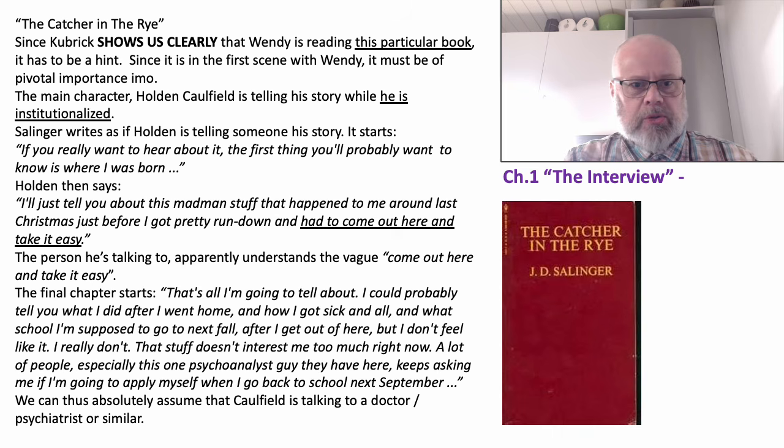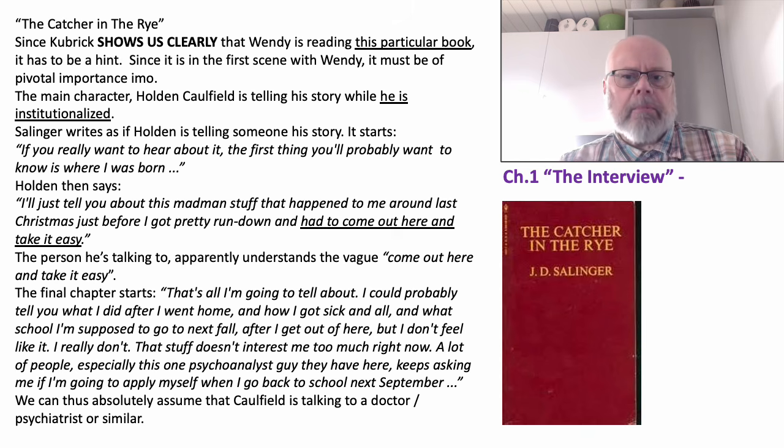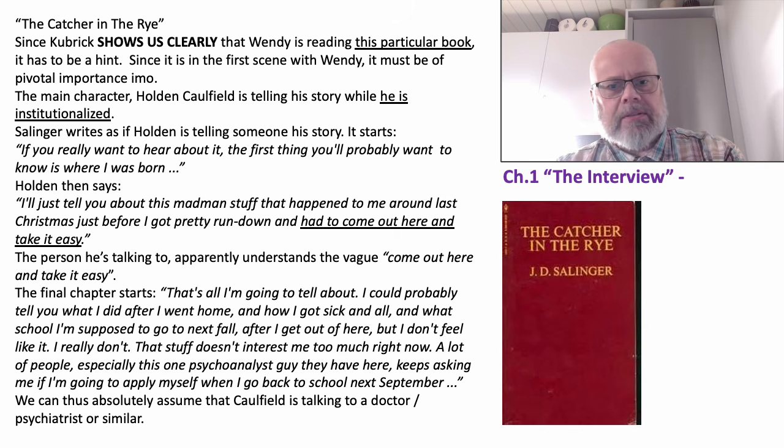The person he's talking to apparently understands the vague, come out here and take it easy. So it's some kind of professor, some doctor, some psychiatrist, whatever, who understands what he means. We don't necessarily understand it. We have to put two and two together in a way, right? And it's exactly the same approach Kubrick takes. This is the basic structure of what he's doing here. And that's why he's put The Catcher in the Rye here, in order to say, I am doing the same thing with Wendy. Wendy is like Holden Caulfield, who's telling a story about what happens, right?